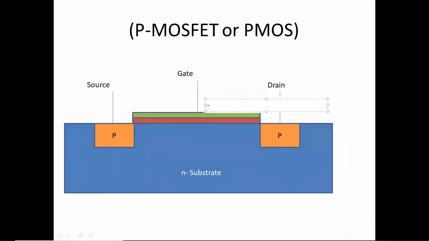If I provide a negative supply here, what will happen is, this negative supply will attract the holes in the N substrate, and a P channel will be formed. Means this channel will be formed because of the holes. So that is called as P channel. This is with respect to the PMOS.